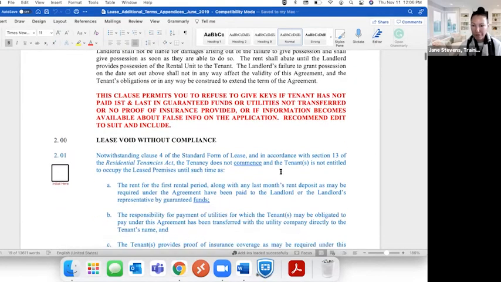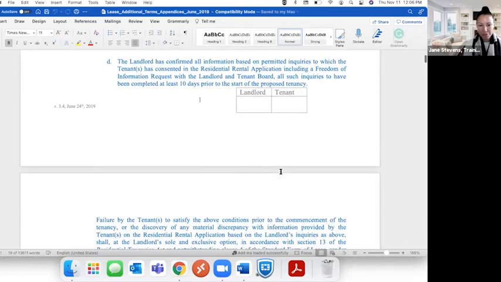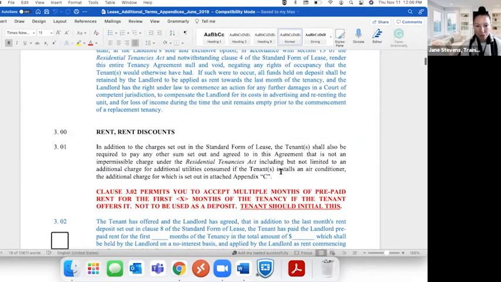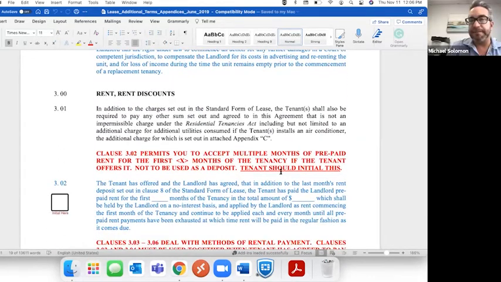Perfect. And before we jump in further into the clauses, what's the difference between the appendix and a schedule? It's the exact same thing. Okay.